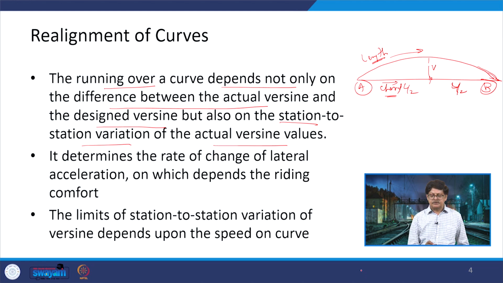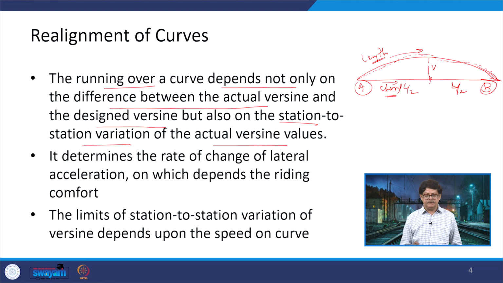So, it depends not only on the difference between the actual Versine and the designed Versine. We designed something, but what happened? After some time there is an issue and the track has shifted. Now the gauge is not that particular distance which should have been there, it is not the same. So, some deformation has come into the track in that form.